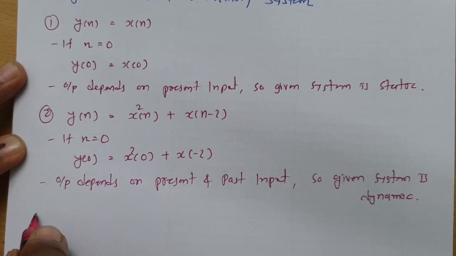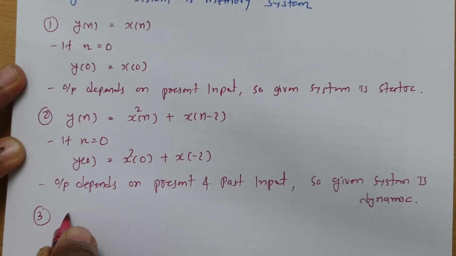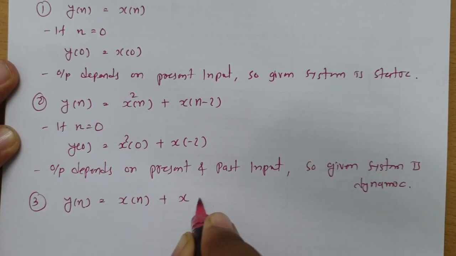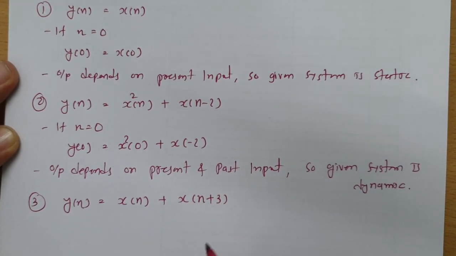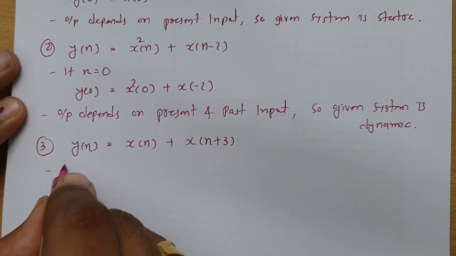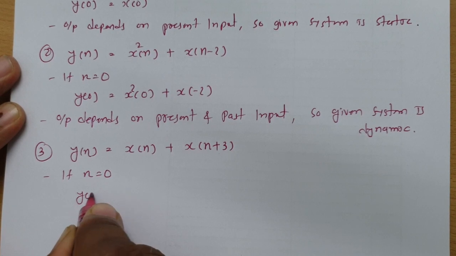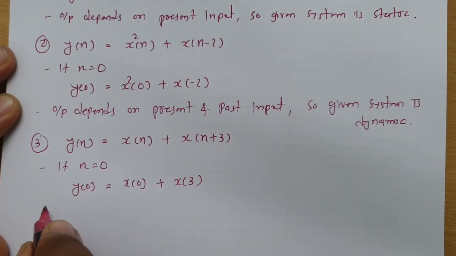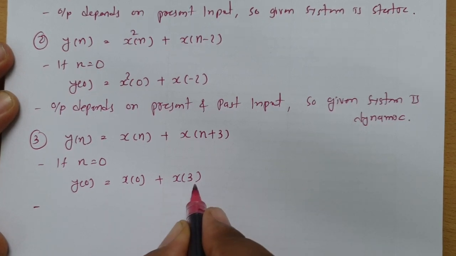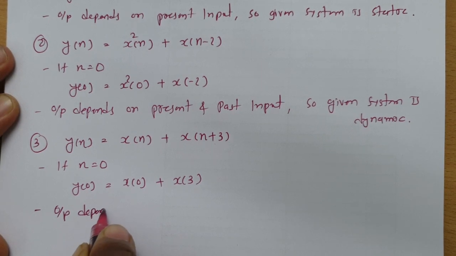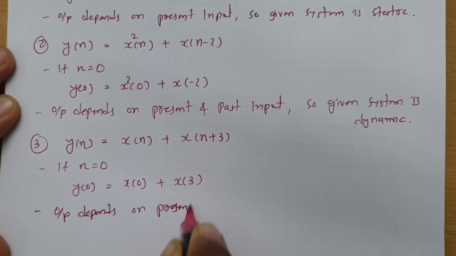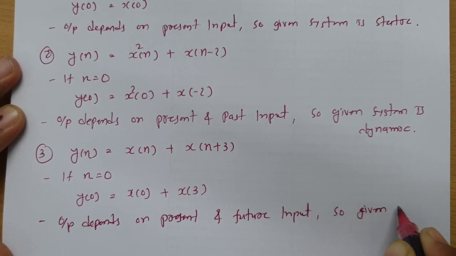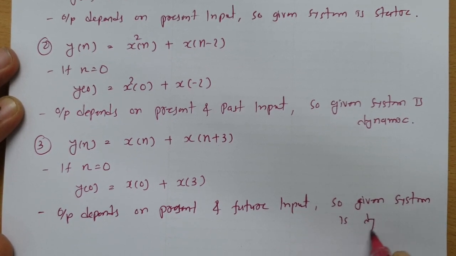Let us have one more case. If you have y of n, and that is x of n plus x of n plus 3, this is what the case which you have, right? And if you consider if n is equals to 0, so in that case y of 0, that is x of 0 plus x of 3. So here we can say our output is depending on present and future inputs. So output depends on present and future input. So given system is dynamic system.